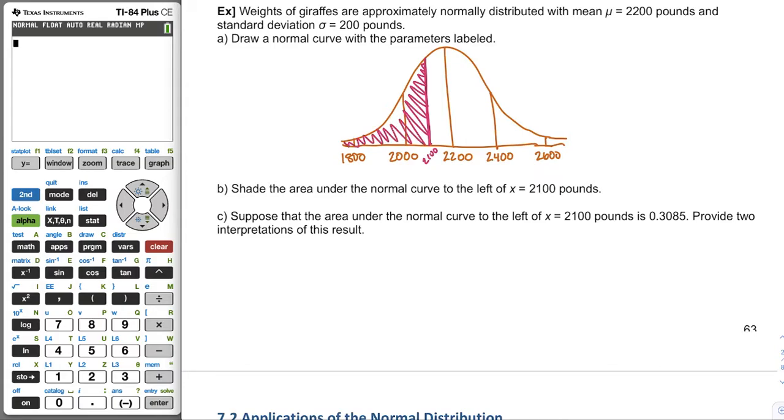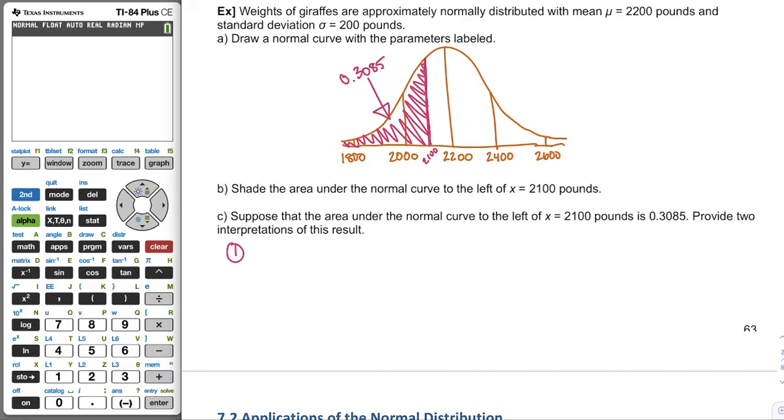Suppose that the area under the normal curve to the left of x equals 2,100 pounds is 0.3085. Provide two interpretations of this result. Okay, so what we're being told is that this shaded area is 0.3085. The shaded area under the normal curve has two basic interpretations: probability and proportion. So let's go ahead and write out two interpretations of this area.